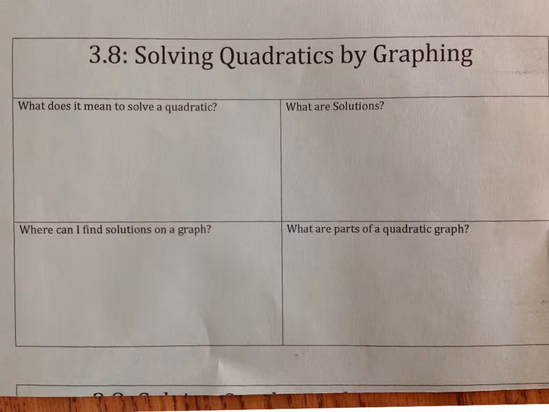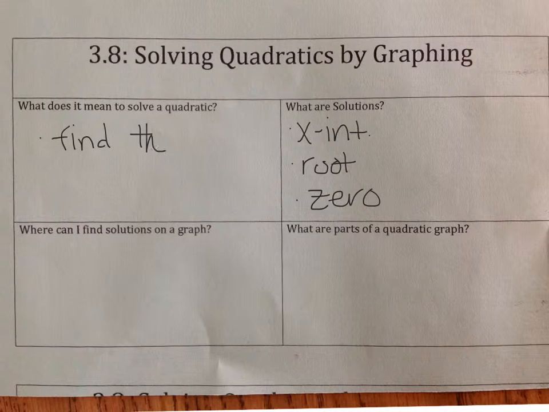Solutions can also be called three other names. Those names include x-intercept, root, and zero. By understanding that definition of what a solution really is in relationship to a quadratic, we can answer the question, what does it mean to solve a quadratic? It means find the x-intercepts.